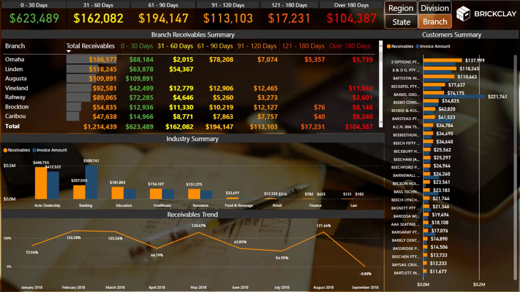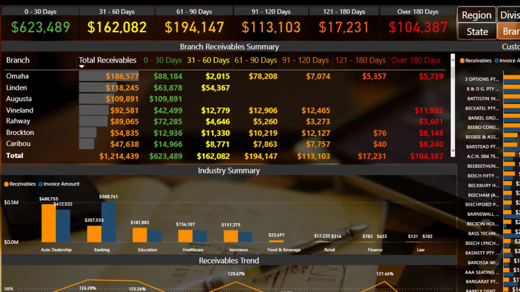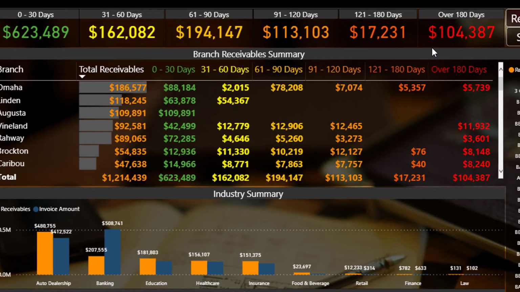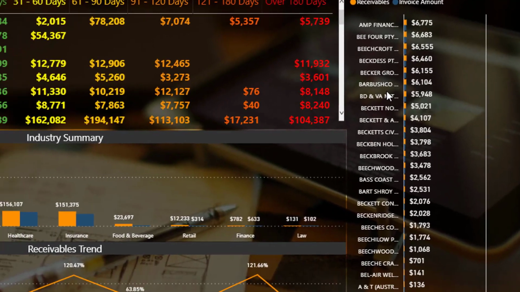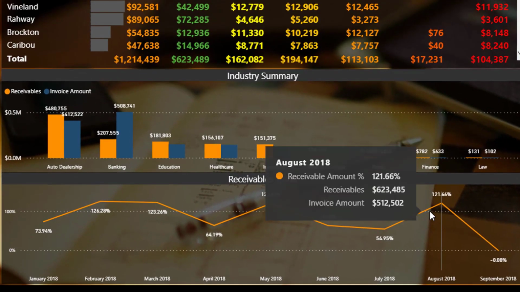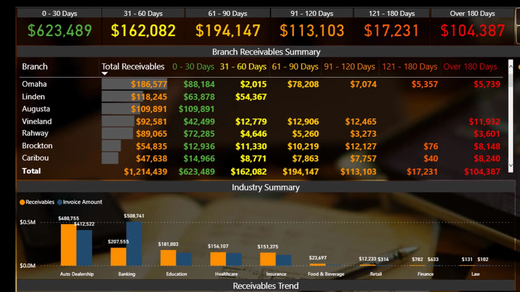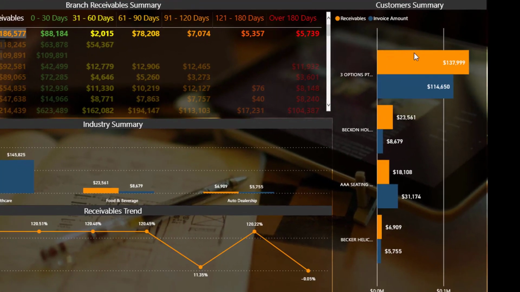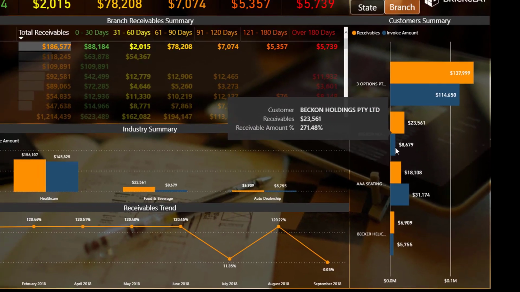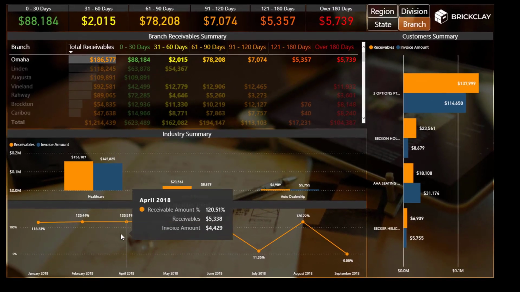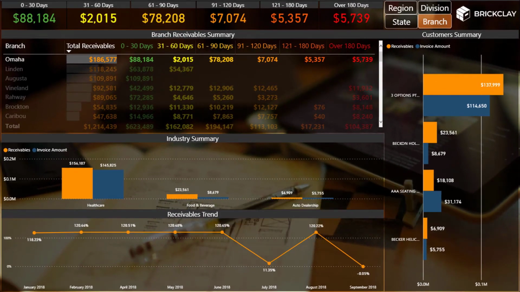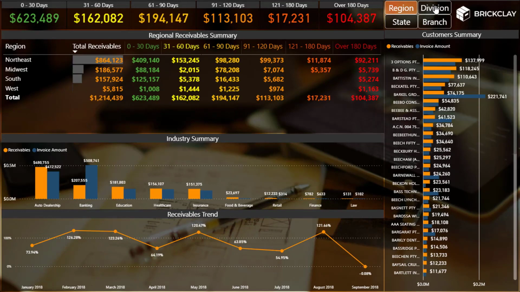The Organizational Summary report sheds light in a bit more detail with respect to receivables aging, customers, trends, and industries. For instance, the branch receivable summary represents total outstanding with respect to their aging buckets, and if we click Omaha branch, then we are able to see its respective customers, customer industries, and trend for respective months. Similarly, we can review these details at region, division, and state levels.